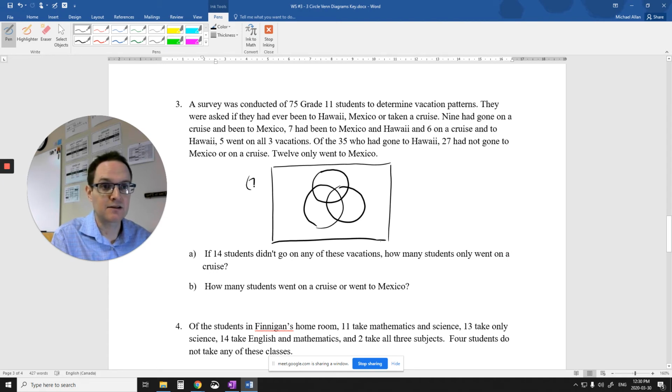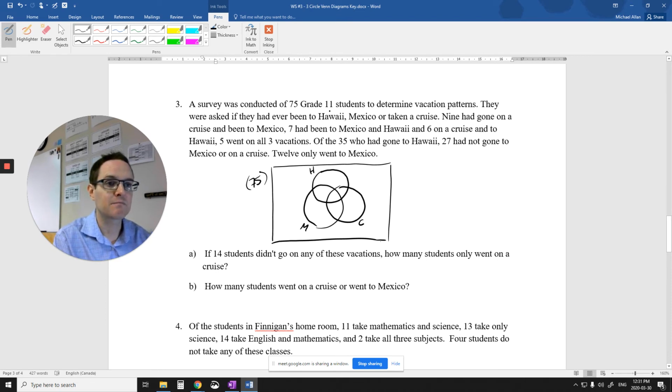So we're going to do a survey, and there's 75 students being surveyed. So I know the universal set here is 75 students. Determine vacation patterns. They were asked if they have ever been to Hawaii, call that H, Mexico, call that M, or taken a cruise, call that C. 9 had gone on a cruise and been to Mexico.